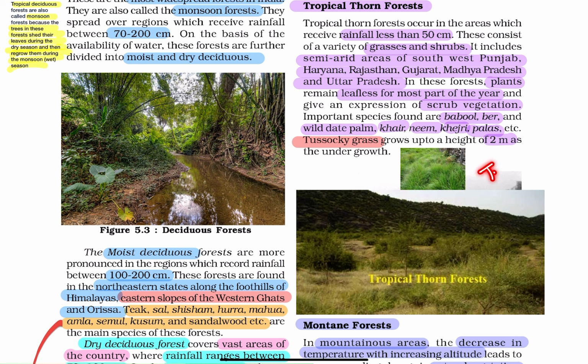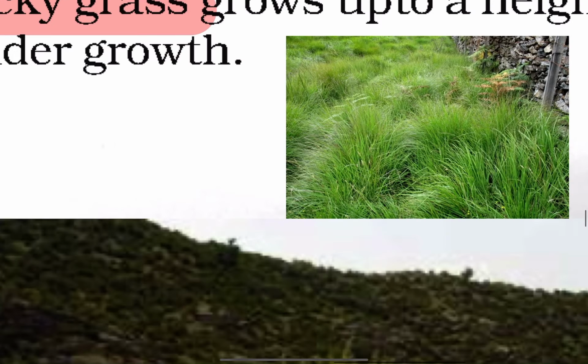Now one characteristic vegetation here is the Tussock grass. It can grow as long as 2 meters. This is a Tussock grass. You must have seen it. Very, very common Tussock grass.